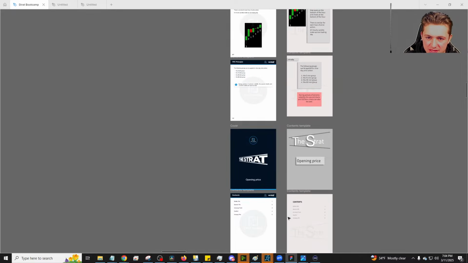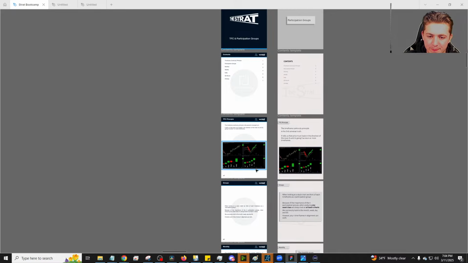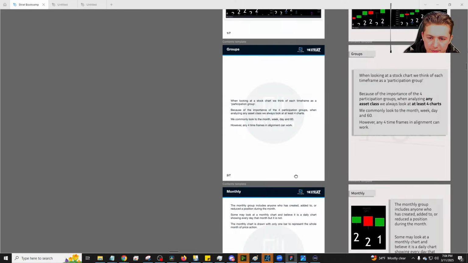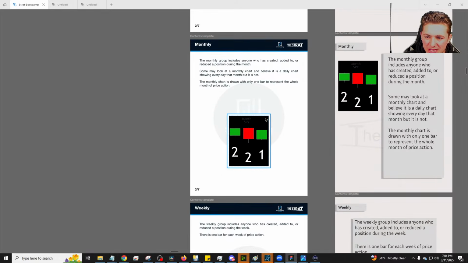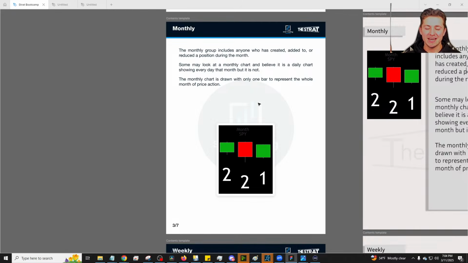So the first thing is, when we reference continuity, we talk about each chart as a group of traders, because remember, the data is brought together. You have all these transactions floating around. You bring them all together. You have this group of transactions. So if we look at a monthly chart, what it's actually showing you is anyone who has created a position, added to a position, or reduced a position during the month.